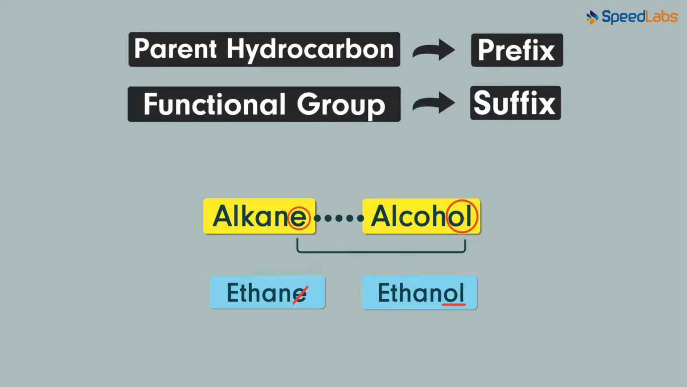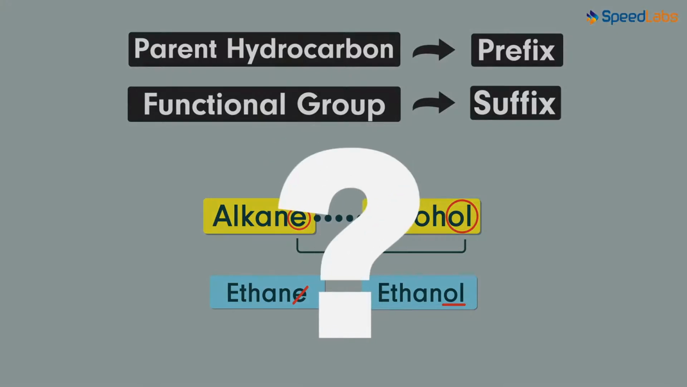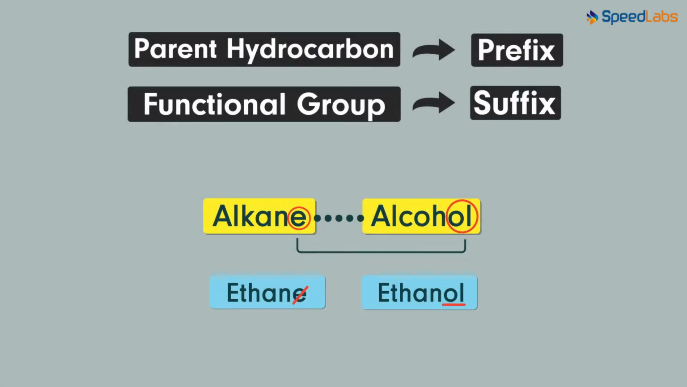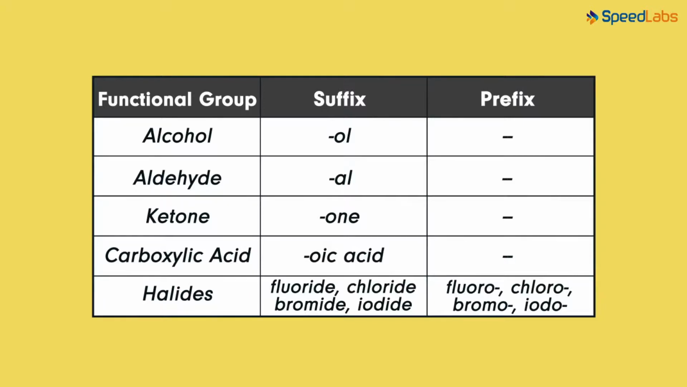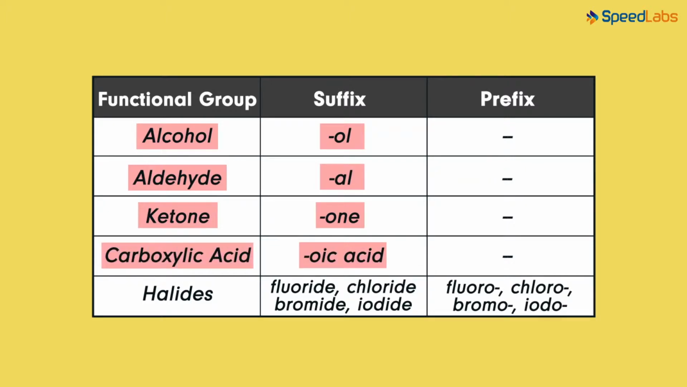For the suffix, do we always take the last 2 letters of the functional group? Not necessarily. Here is a table that gives us an idea as to how the suffixes can be added for various functional groups. So we have ol for alcohol, al for aldehyde, one for ketone and oic acid for carboxylic acid. But notice the case of halides.